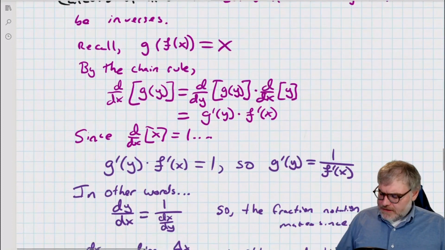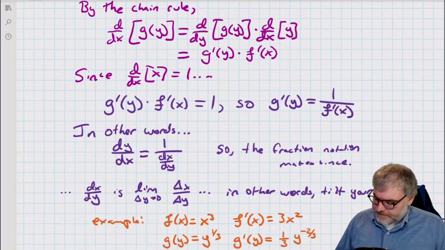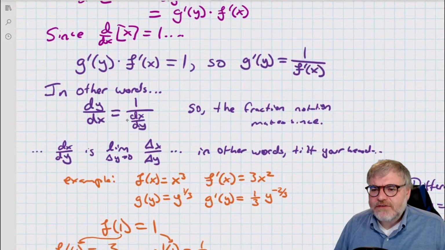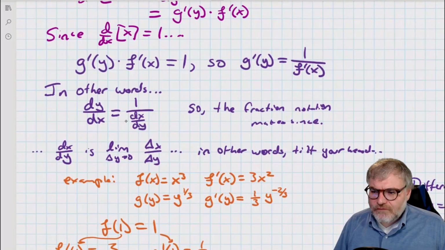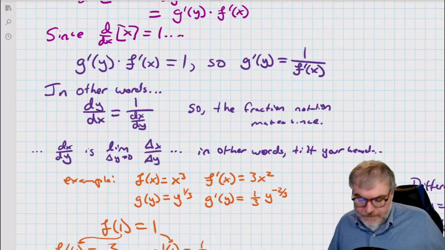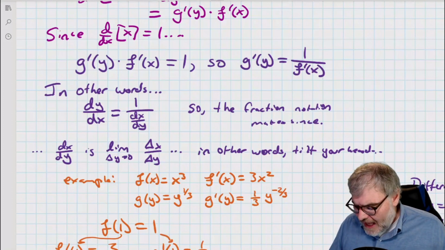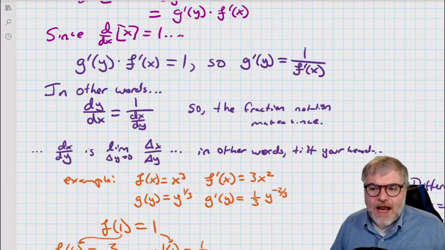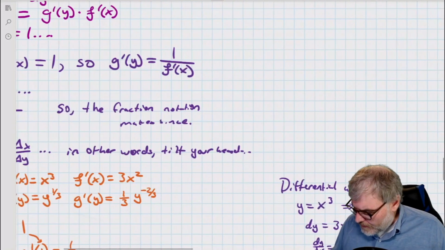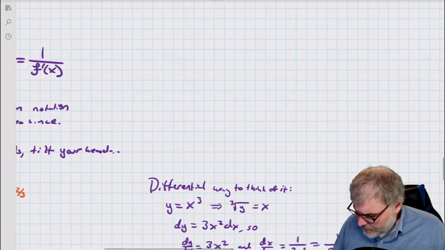In other words, I can actually think of this as a fraction. The fractional notation makes sense. It's a metaphor, but it's a good metaphor, right? dy over dx equals 1 over dx over dy. Okay? Now, let me show you what I mean by this. Let's look at the differentials.